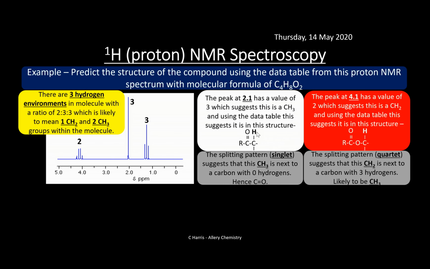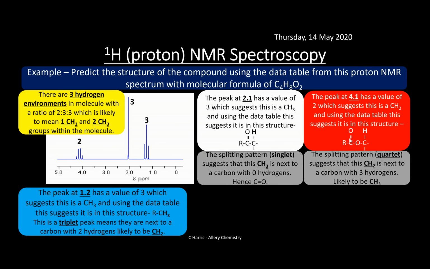The splitting pattern is a singlet. It suggests that this is a CH3 and it's next to a carbon with no hydrogens. Perfect. So that's telling us that this CH3 is next to a carbon, and that carbon doesn't have any hydrogens. That really does fit, and it's fitting quite nicely. Okay, so let's have a look at the last peak though.